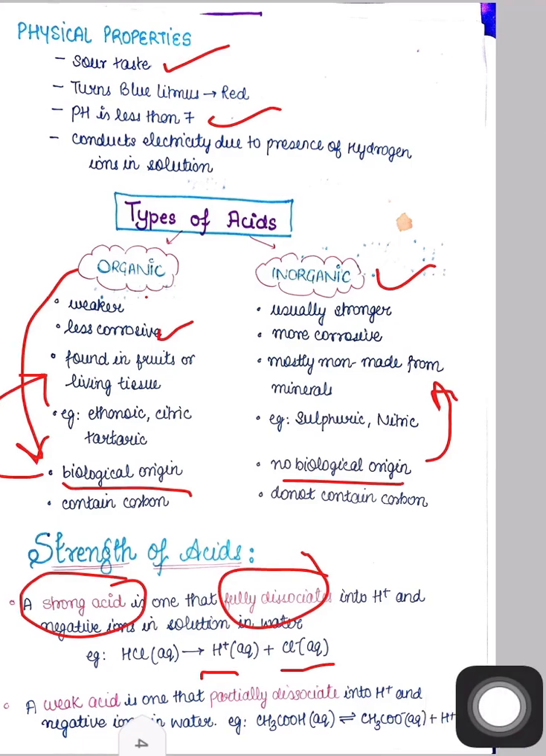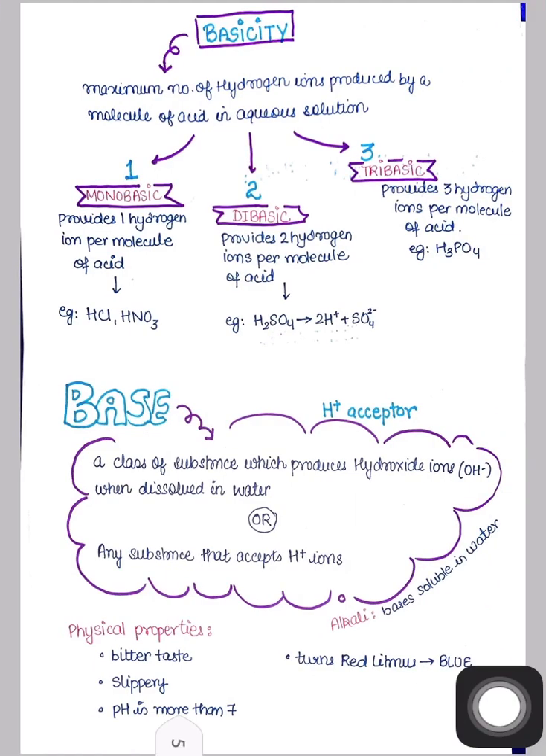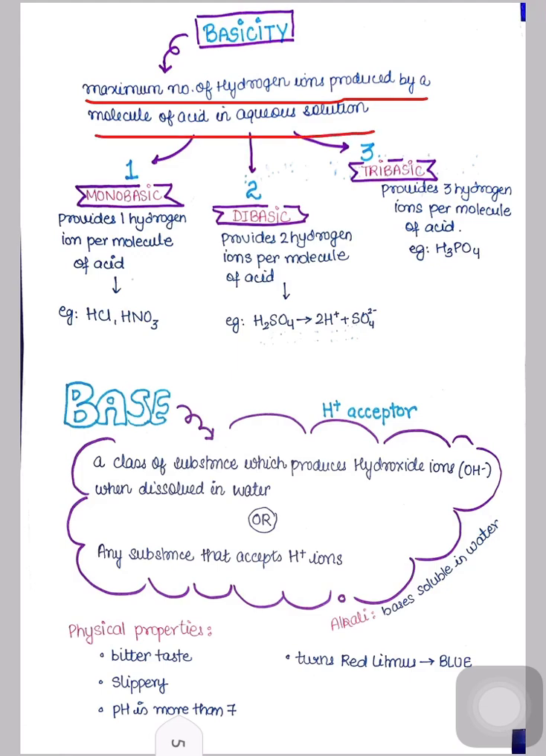So next we have basicity. This is quite an extra topic at this level. So what is basicity? Basicity is the maximum number of hydrogen ions which is produced by a molecule of acid in aqueous solution. In simple terms, how many hydrogen ions will be produced by a molecule of acid. So on the basis of this, it can produce 1, 2, 3.